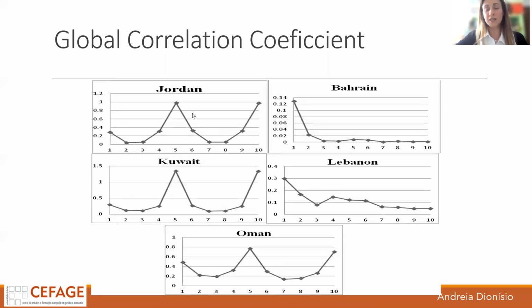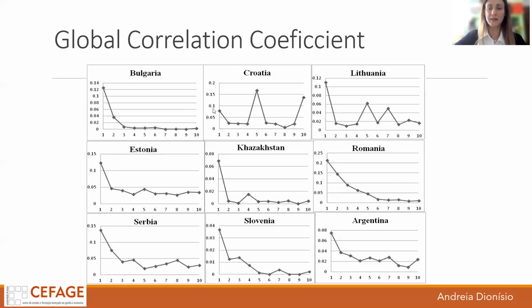Look at Jordan. Jordan also does not have a fast decay, on the contrary. In lag 5, there is an increase of the global relation, and again in lag 10, like Kuwait and Oman. Here we have European and American indexes. Croatia and Lithuania are the ones that show a behavior not so consistent with the fast decay that is the traditional pattern in traditional finance or economic analysis.